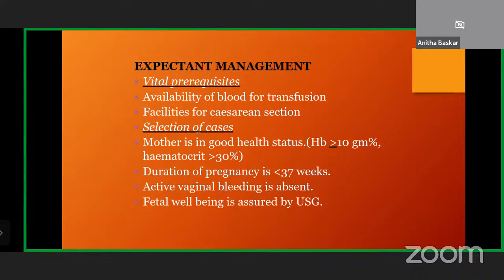What is the selection of cases? The hemoglobin should be more than 10 and hematocrit more than 30%. You can go with the expectant management, and the duration of pregnancy should be 37 weeks. If 37 weeks are completed, you plan for cesarean section. There should not be any active vaginal bleeding.